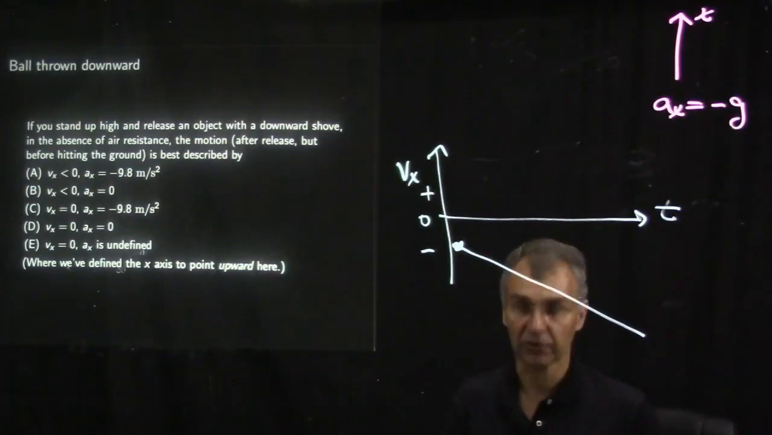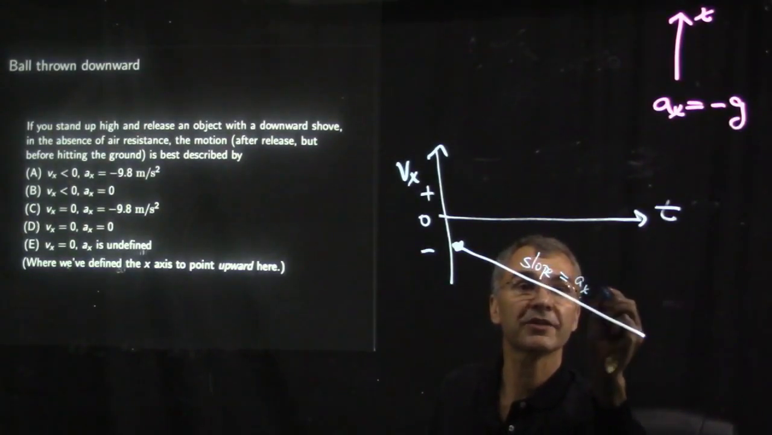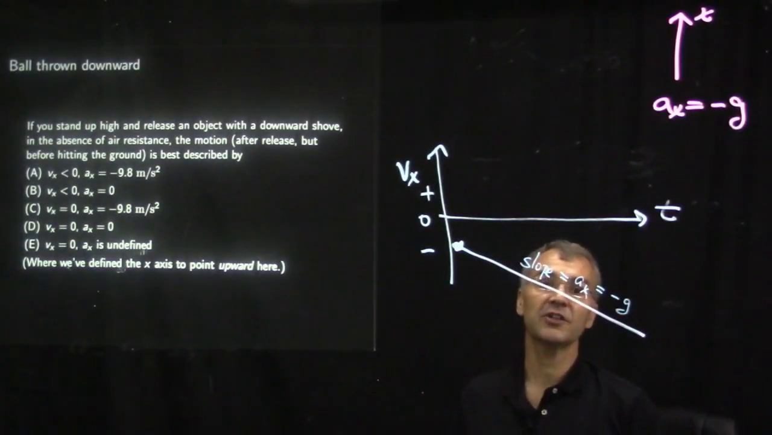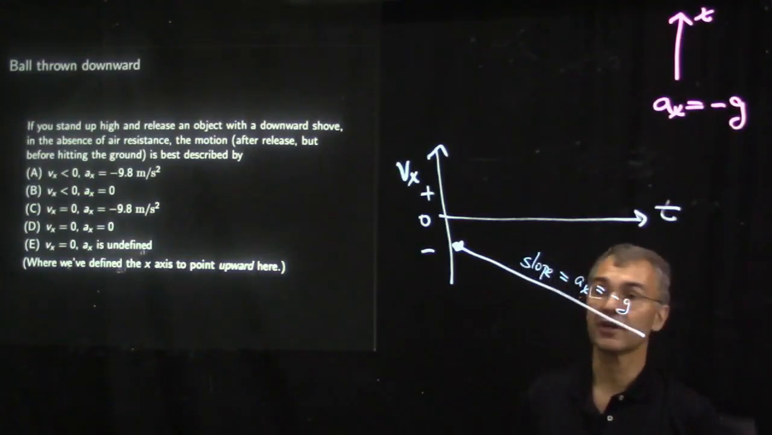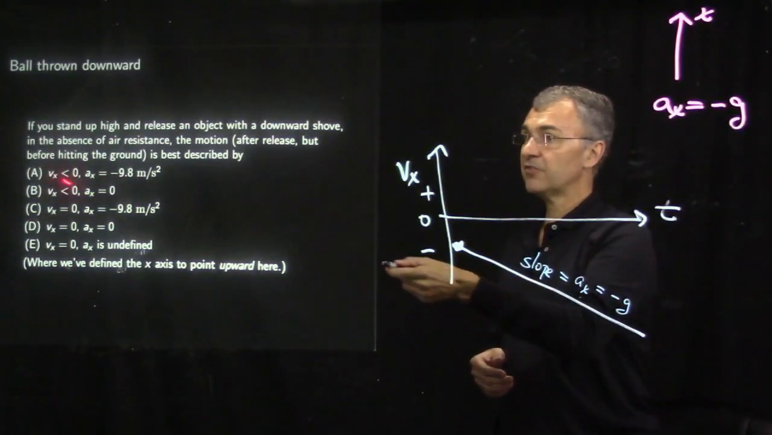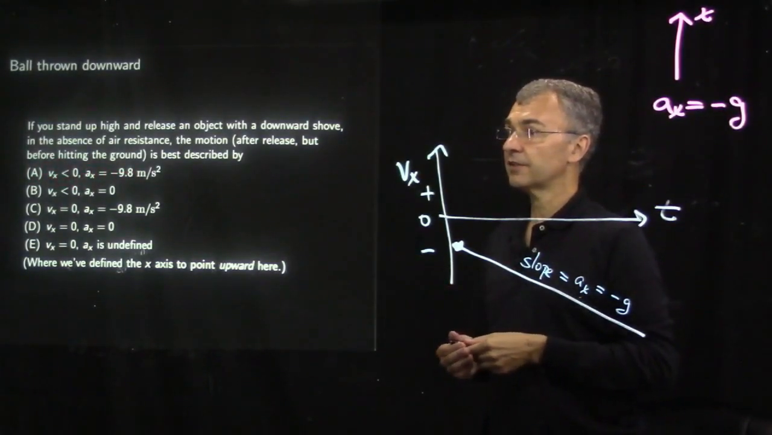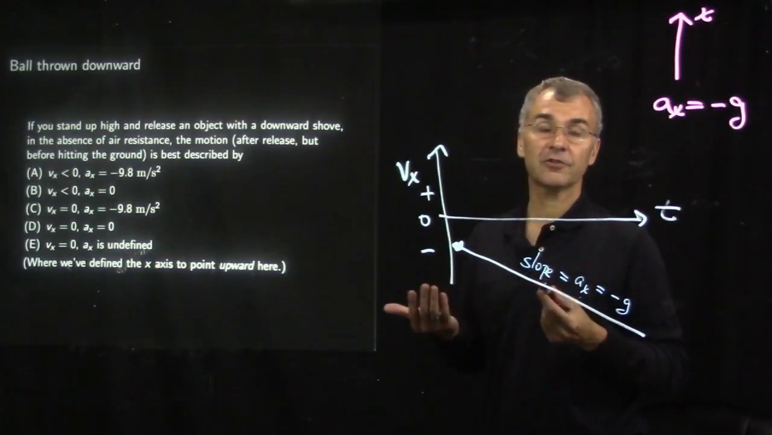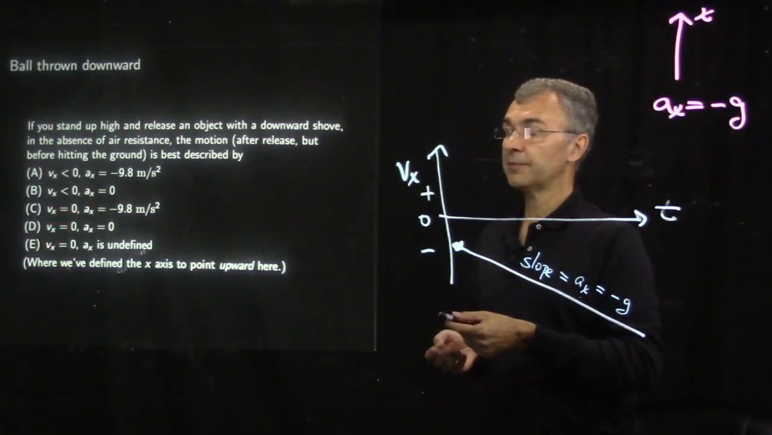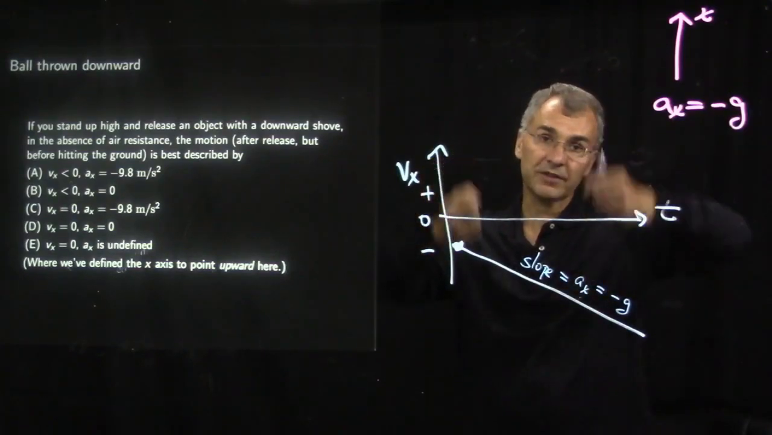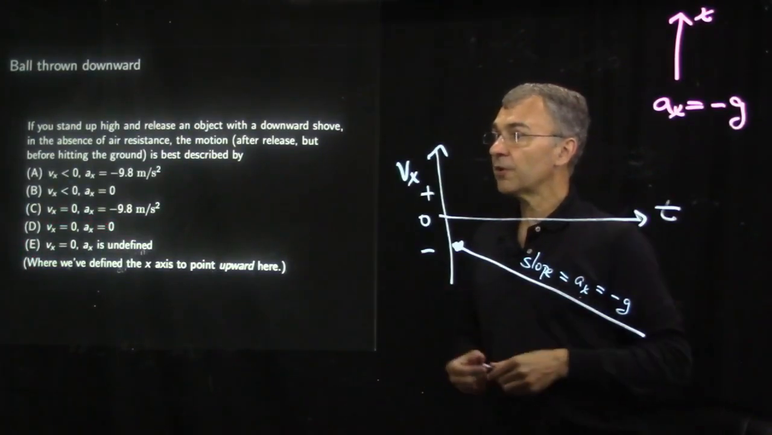Meanwhile, what's the slope of this curve? Well, I think the slope of this curve, which by the way is a sub x, is minus g. So I would say that v sub x is always less than 0 and a sub x is minus g. So I don't like b because a sub x is certainly not 0. And I don't like c because v sub x is certainly not 0. It's moving downward and then it's moving downward more and more quickly. I don't like d for the same reason. So I think I like a here.